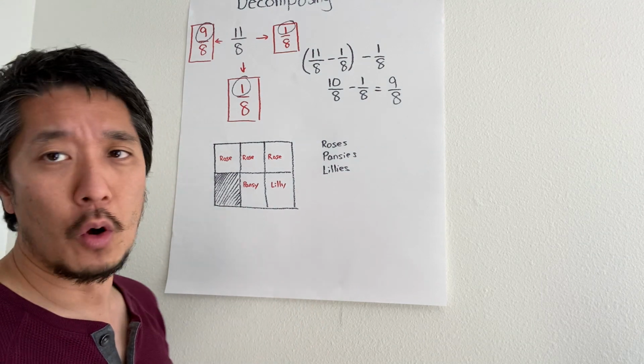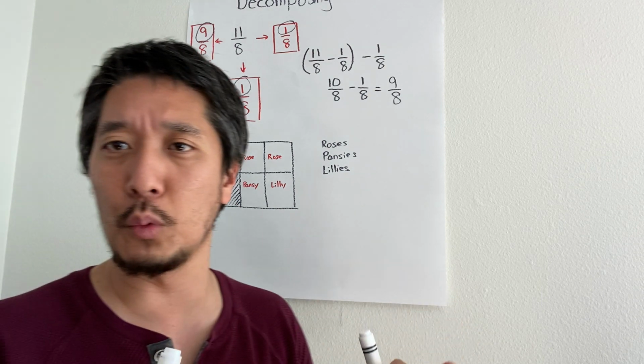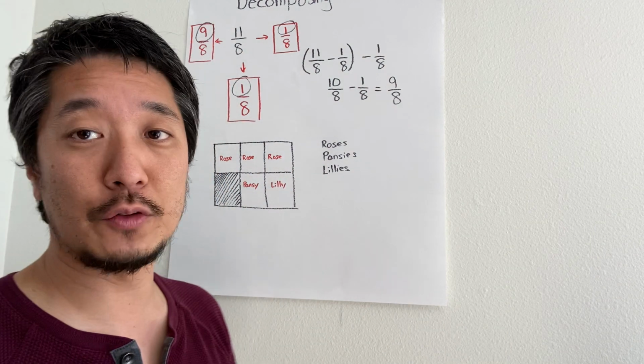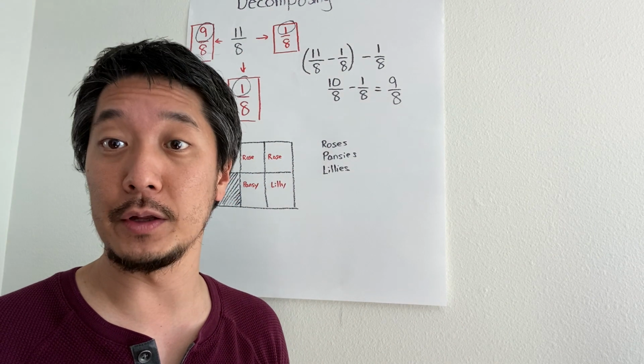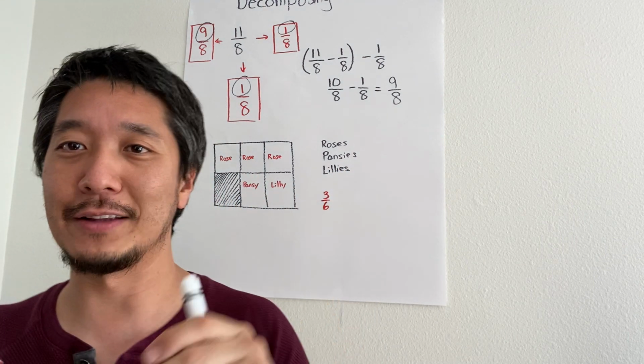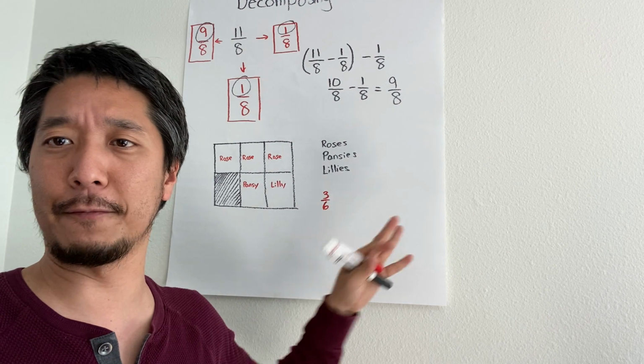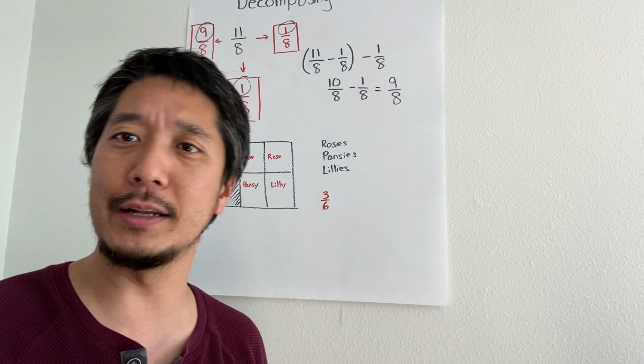All right. I'm not going to continue in this video. This is going to be work that you can do on your own. What fraction of this will be pansies? What fraction will be lilies? Look at my example where I said 3/6 are roses. What are the remaining fractions for those other pieces? I think I'm out of time, so I'm going to end here. Bye.